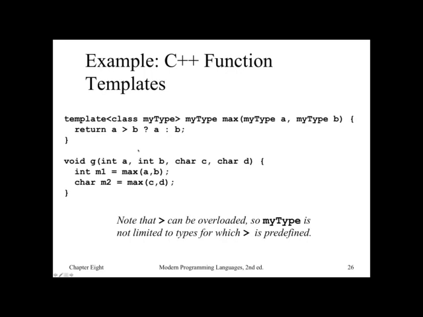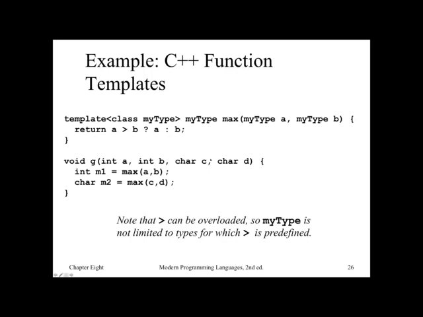Then later on, I've got this function G, and it got in there with an A and a B that were integers, and a C and a D that were characters, right? And then I declare M1 to be an integer, and it's equal to the maximum of A and B. And then I've got M2 declared as a character. It's the maximum of C and D. Well, C and D are characters, A and B are integers.